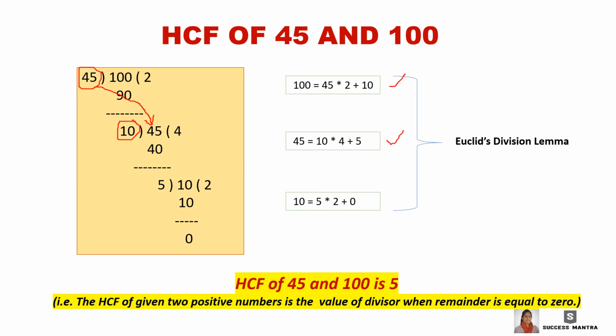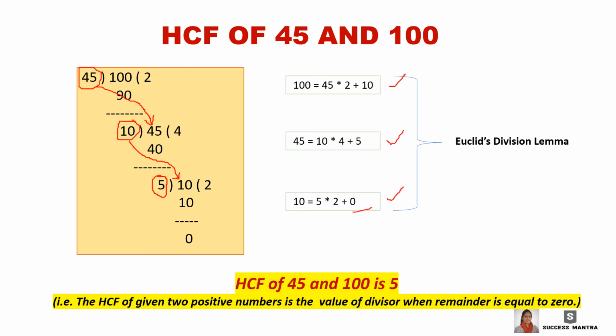Here also the remainder is not equal to 0, so we need to do one more division. How will we do it? The divisor of the previous division, that is 10, will become the dividend of the next division, and the remainder 5 will become the divisor of the current division. So we will divide 10 by 5. We will get 2 as the quotient and 0 as the remainder. In this case, Euclid's division lemma is 10 is equal to 5 into 2 plus 0.